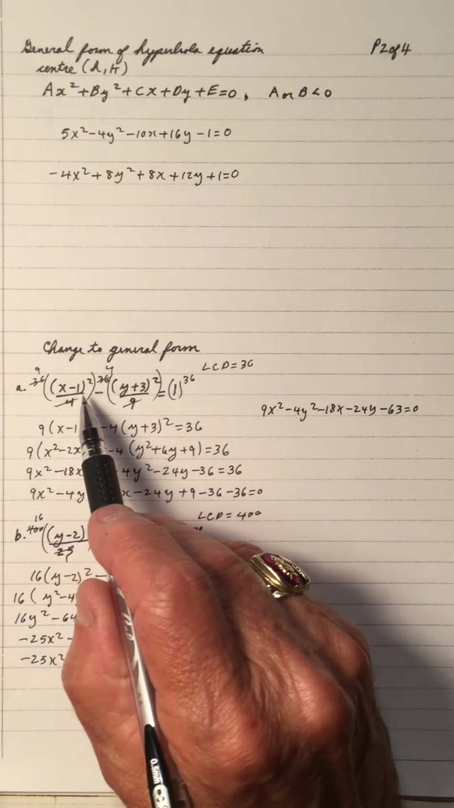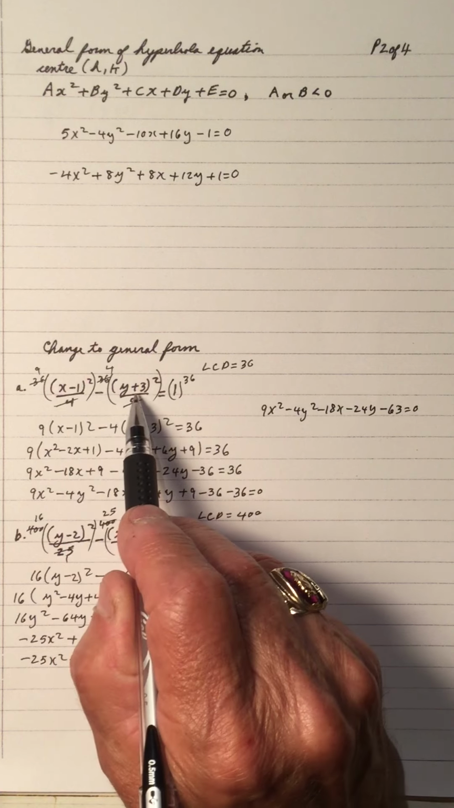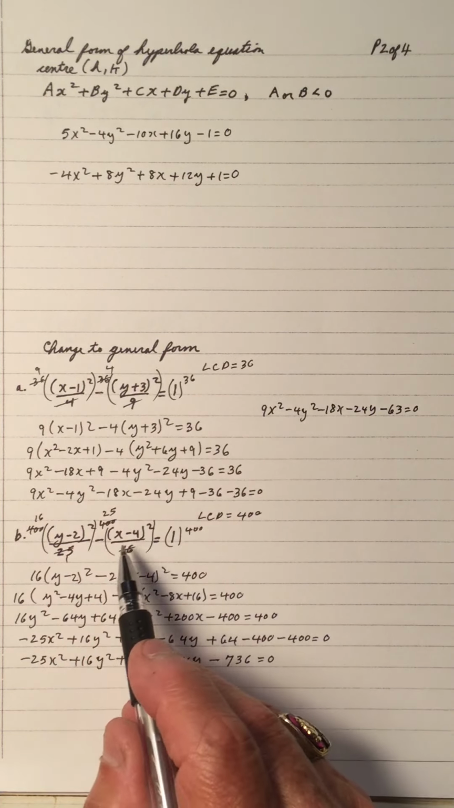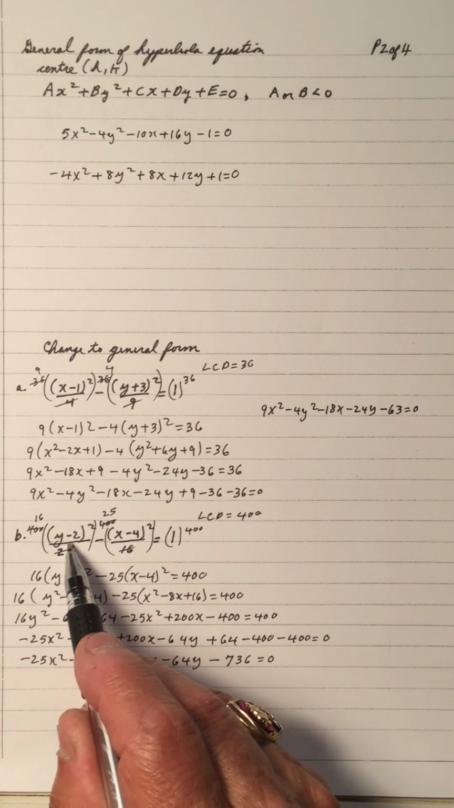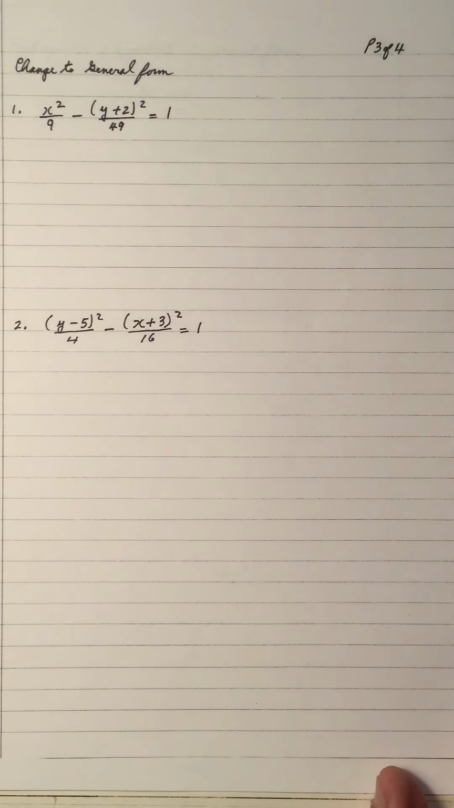Notice the center of this hyperbola is 1, negative 3. X is 1, y is negative 3. And the center for this hyperbola, x is 4, y is 2. So the centers are not 0, 0. Now, some more practice. We want to change to the general form.